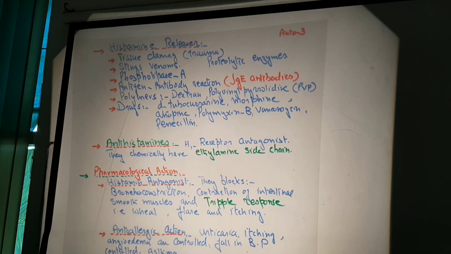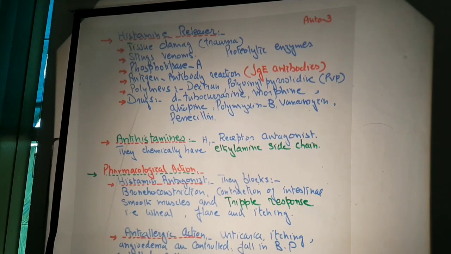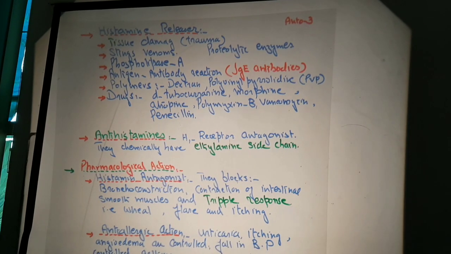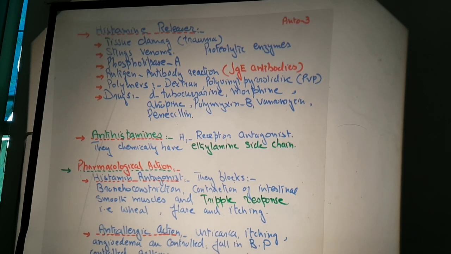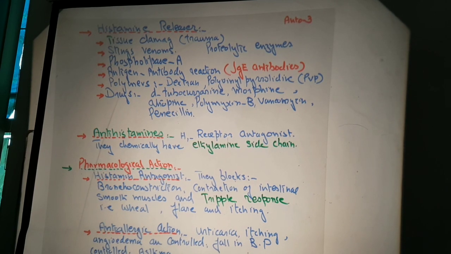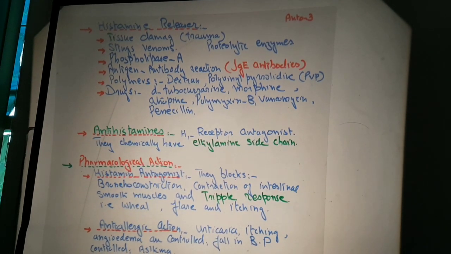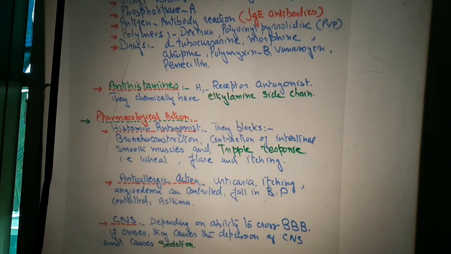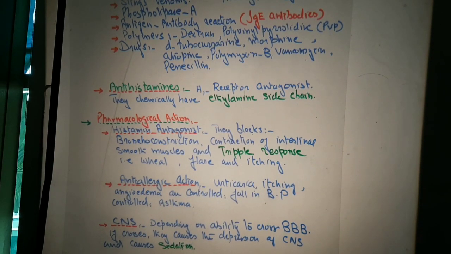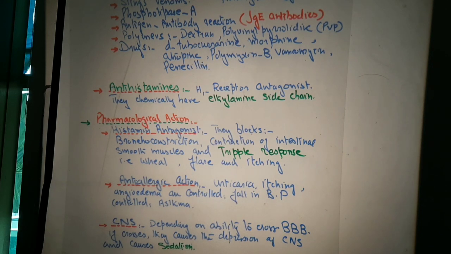Then there is the antigen-antibody reaction. Immunoglobulin E is the antibody, and when an antigen-antibody reaction takes place, there is release of histamine, and then we know there is the appearance of an allergic reaction. Now polymers, again which we have discussed in detail in carbohydrates: dextran, polyvinyl pyrrolidone (PVP), D-tubocurarine, morphine, atropine, and polymyxin B, vancomycin, and penicillin.